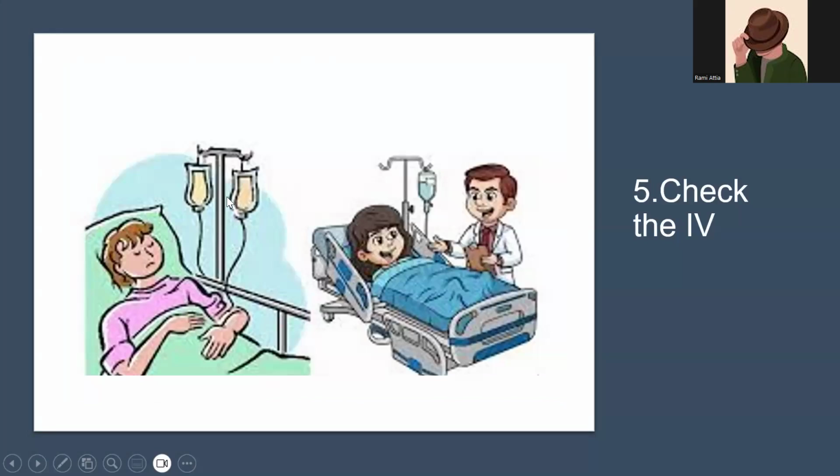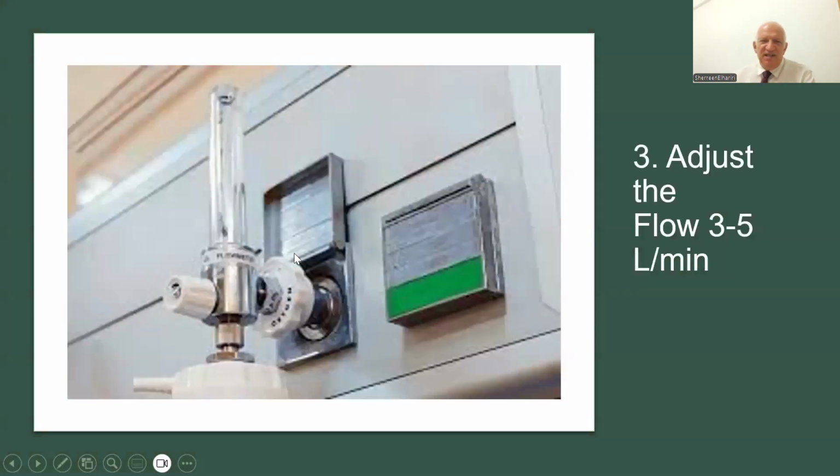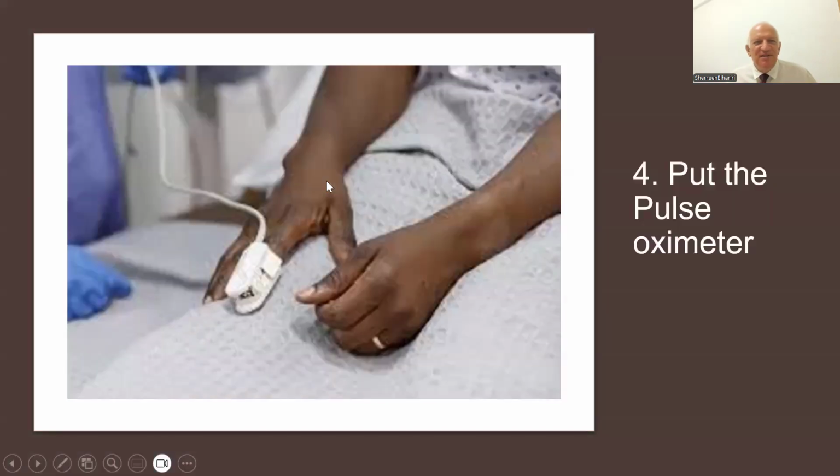After that, look for the oxygen measure and the intravenous fluid. At what scale do I set the oxygen? 3 to 5. Anything, but I don't see anyone move this oxygen. Okay, 3 to 5, maximum 15. After that, we close it just to save oxygen.